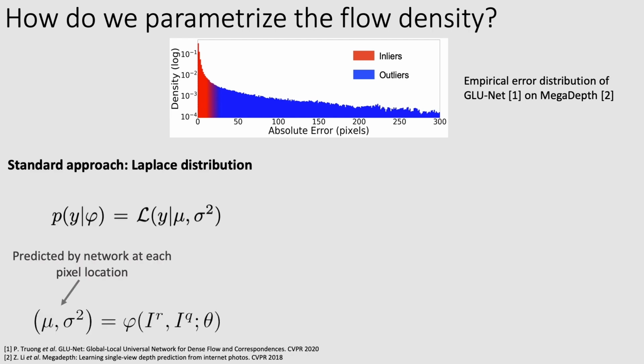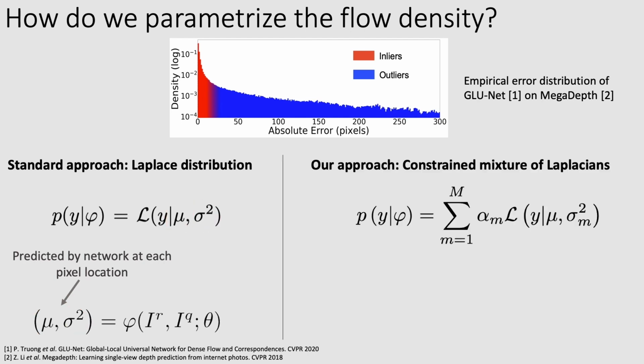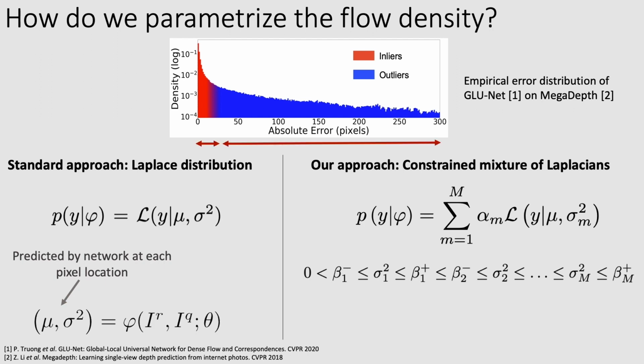Current probabilistic methods mostly rely on a Laplacian model. It has two parameters, the mean, which corresponds to the estimated flow vector, and the variance parameter. We instead use a constrained mixture model. It has M Laplace components. All components have the same mean, but different variances. Moreover, each component is responsible for a different range of uncertainties, roughly corresponding to different regions of the error distribution.